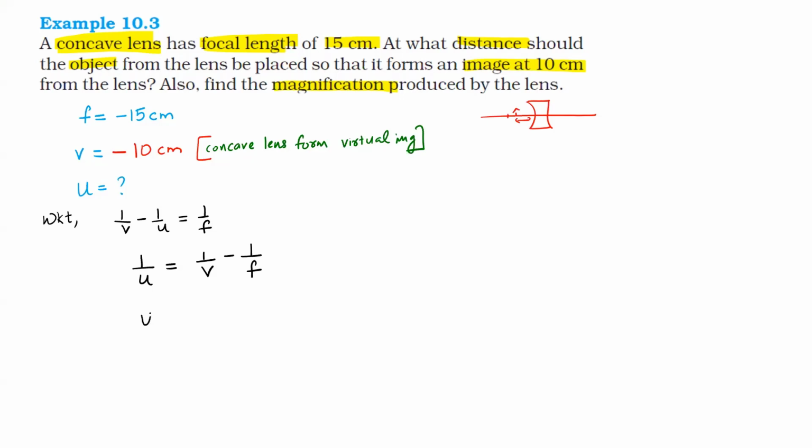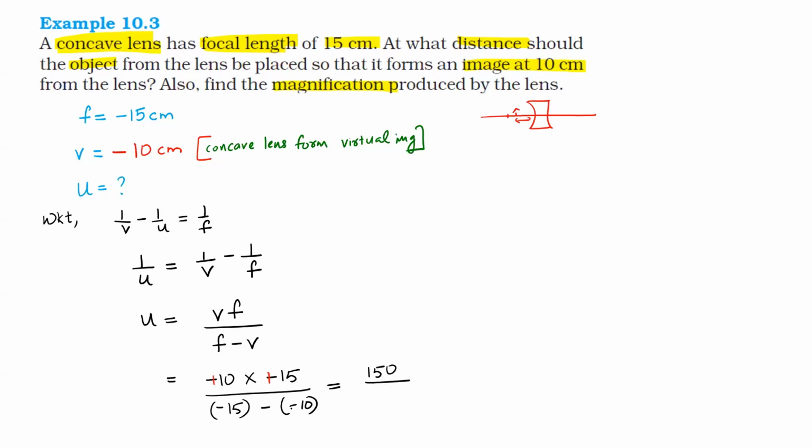Or if I write directly U in the next step, I can write it as V is minus 10 into minus 15 divided by minus 15 minus minus 10. So it will turn out to be minus 10 into minus 15, this minus and minus will cancel each other, and remaining one will be 150, whole divided by minus 15 plus, this will turn plus, plus 10. So you'll get minus 5. What is 150 by minus 5? What is the answer? Minus 30. Yeah, minus 30 and put the unit, centimeter. So we got the object distance.